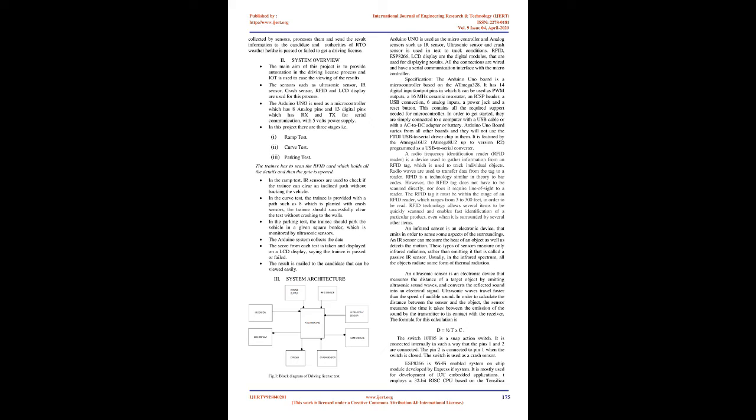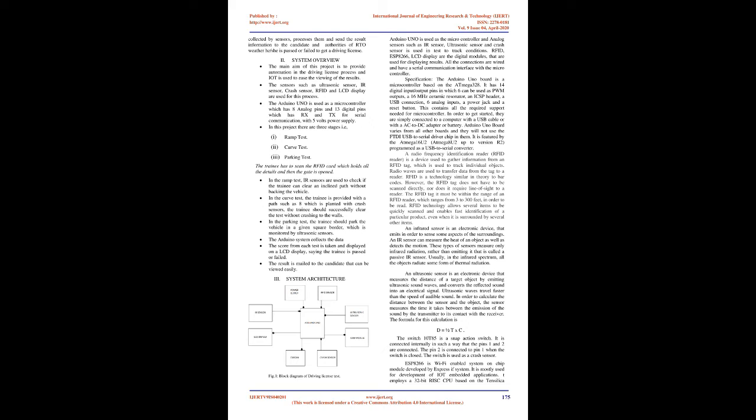Specification: the Arduino Uno board is a microcontroller based on the ATmega328. It has 14 digital input/output pins, in which 6 can be used as PWM outputs, a 16 MHz ceramic resonator, an ICSP header, a USB connection, 6 analog inputs, a power jack and a reset button. This contains all the required support needed for the microcontroller. In order to get started, it is simply connected to a computer with a USB cable or with an AC to DC adapter or battery.